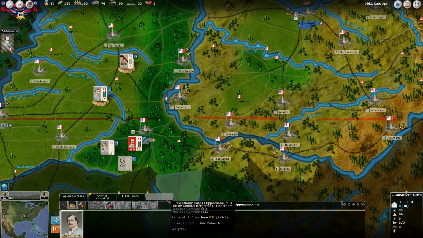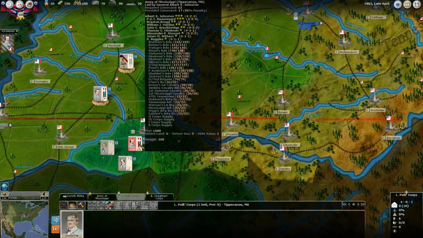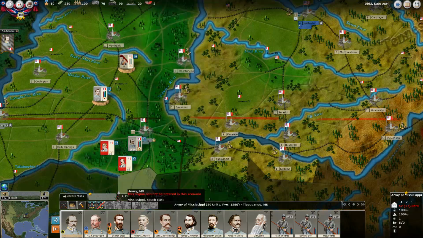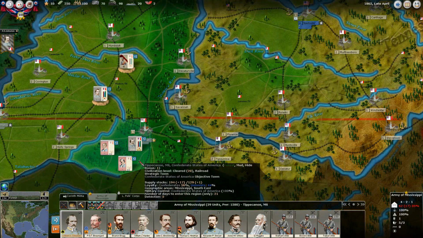Okay, so now we have our corps, and first thing to note, click your army. It'll tell you who the corps are that report to the army. And if you click one of the corps, it'll tell you the army you report to. So that's kind of cool. And then here's the stack. Now, granted, all of these are here right now because we're all in the same region.